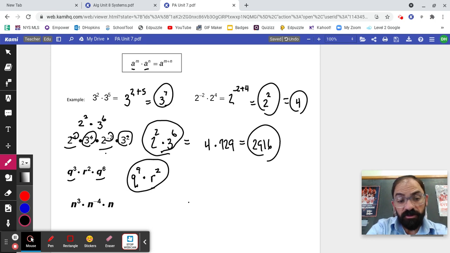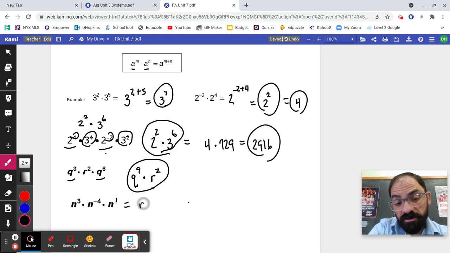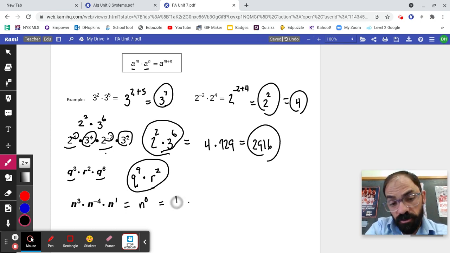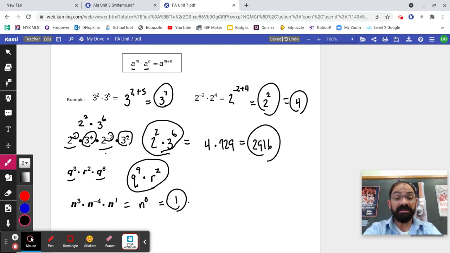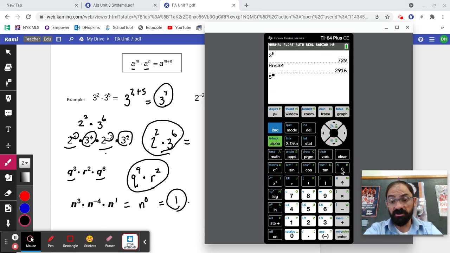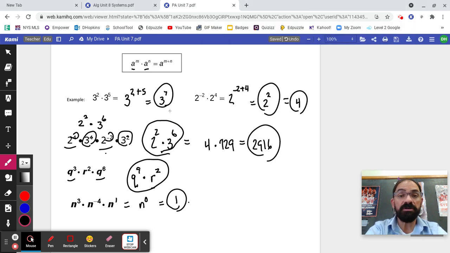If I have a variable without an exponent, then it's really raised to the first power. We have to put one there. So 3 plus negative 4 is negative 1. Negative 1 plus 1 is 0. So it would be n to the 0 power. And anything to the 0 power is equivalent to 1. You can test that in your calculator. Just so you know, you can say 5 raised to the 0 power, and your answer is going to be 1. So from here on out, anything to the 0 power is 1.